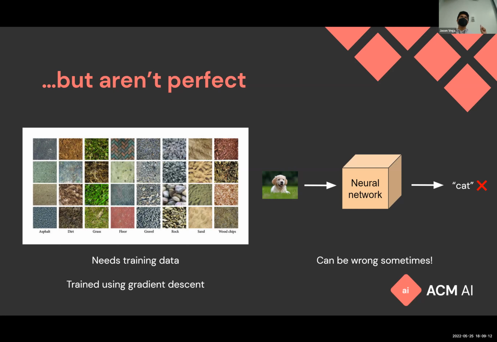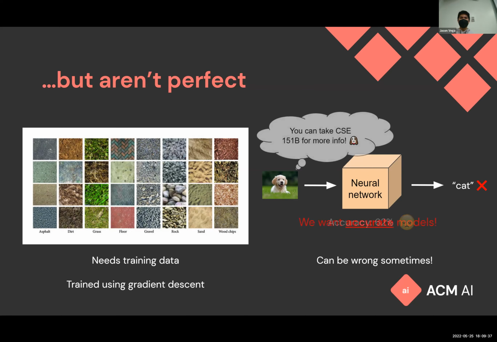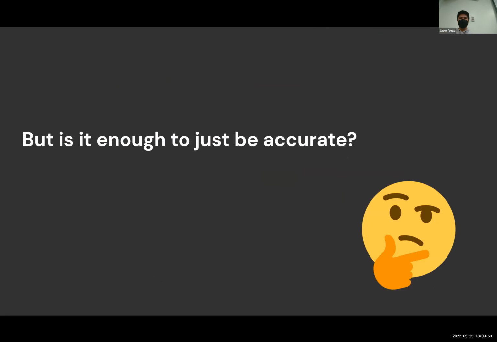But one big thing that you need to know is that neural networks can be wrong. They aren't perfect. They're based on data, and because of that, there's room for error. So for example, here, this is what's called a misclassification. Usually a measurement of how good a neural network is is accuracy. A big accuracy is good, small accuracy is bad. If you want more on all this, you can take 151B or some other deep learning course or resources online. Ideally, we want accurate models. We want correctness. That's nice to have. But is it enough to be accurate?